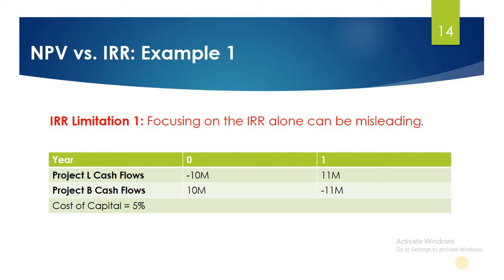Now let's look at some limitations of IRR. First of all, focusing on IRR alone can be misleading. Now let's compare these two projects. We have two projects, project L and project B. Cash flows of project L is minus 10 million at time 0 and 11 million at time 1, and project B has a cash flow of positive 10 million at time 0 and negative 11 million at time 1. Both projects have a cost of capital of 5%.